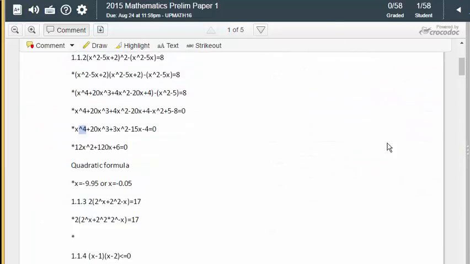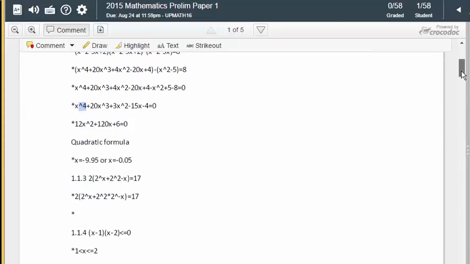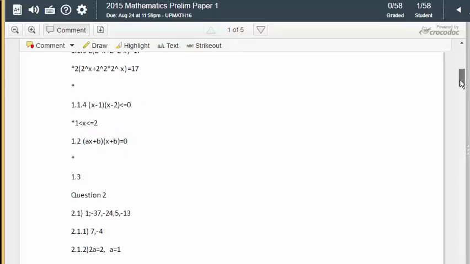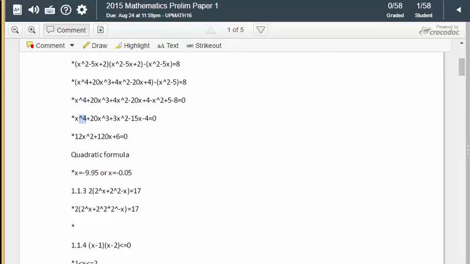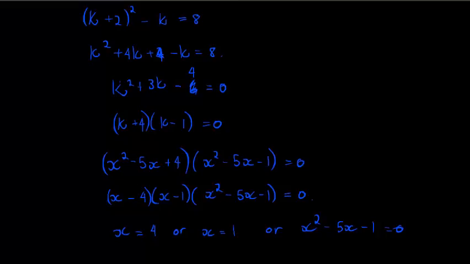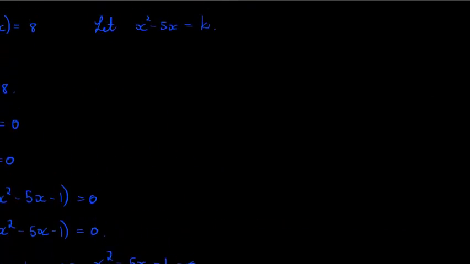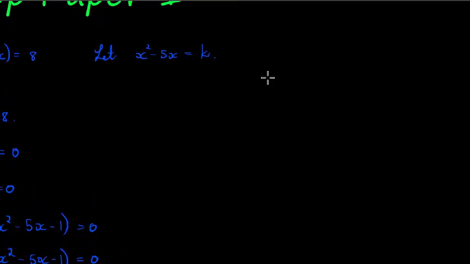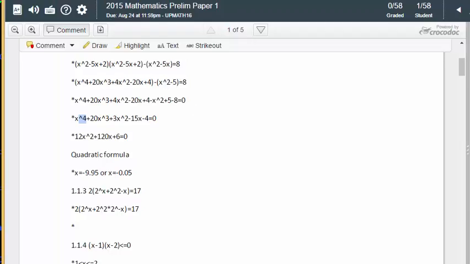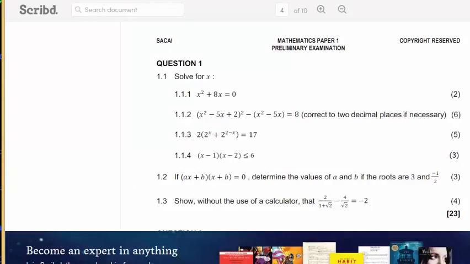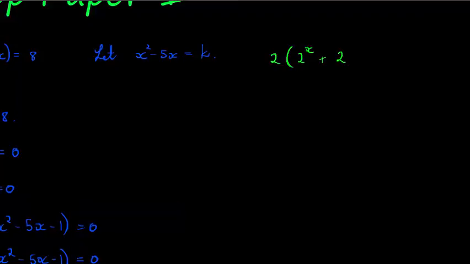Okay. Next student, what did you do? Nothing. Okay, I'll show you then how to do it. So in this case, we have 2 times 2 to the power x, plus 2 to the power 2 minus x is equal to 17.